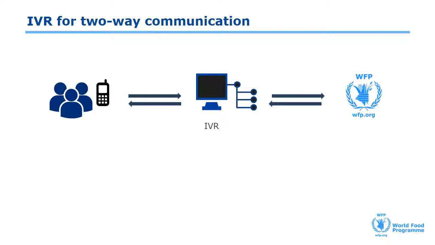At WFP, we also use IVR for our two-way communication systems. In this case, incoming phone calls are received by an IVR system. By pressing the numbers on their phone's keypad, people can navigate through a menu of pre-recorded messages that contain useful information. They can also record feedback or complaints.